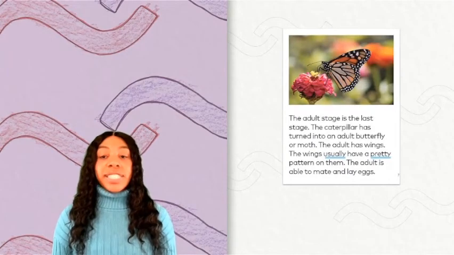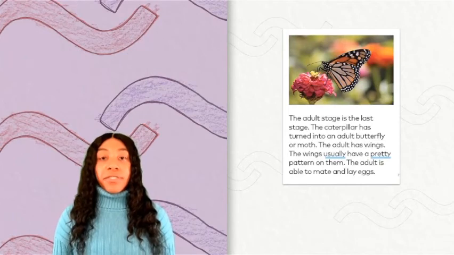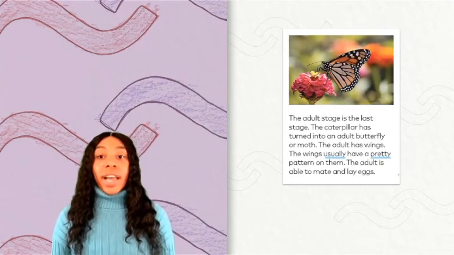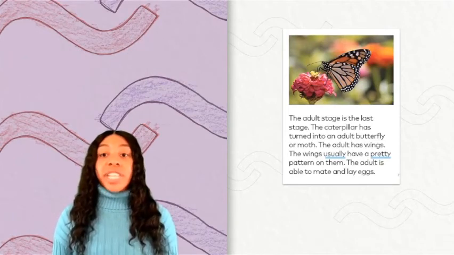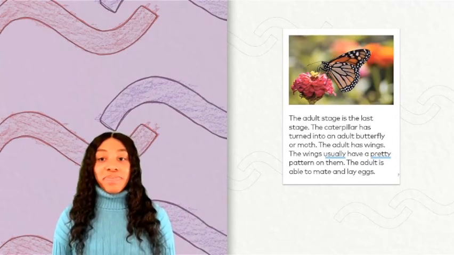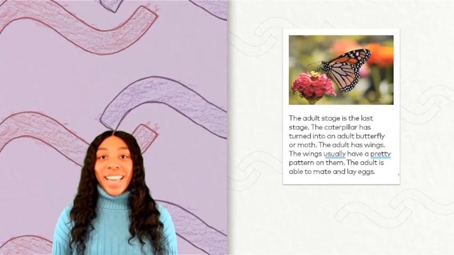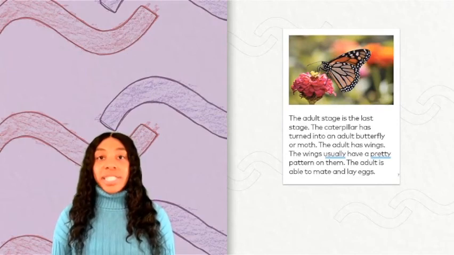The adult stage is the last stage. The caterpillar has turned into an adult butterfly or moth. The adult has wings. The wings usually have a pretty pattern on them. The adult is able to mate and lay eggs. We have 2 high frequency words on this page, usually, and pretty.